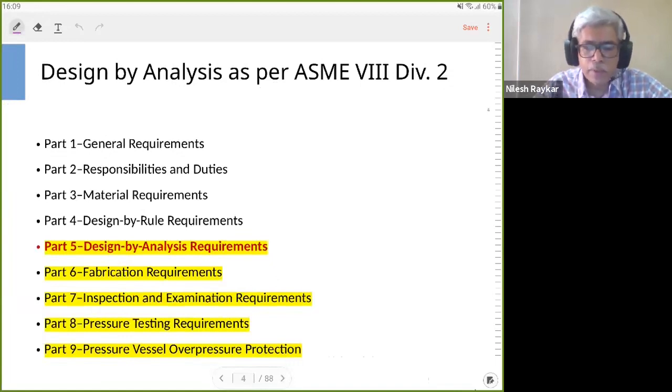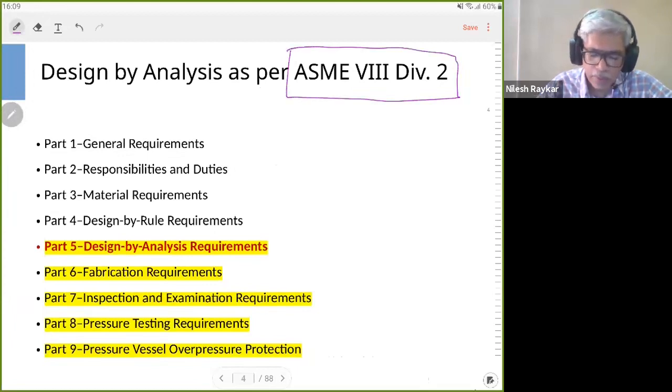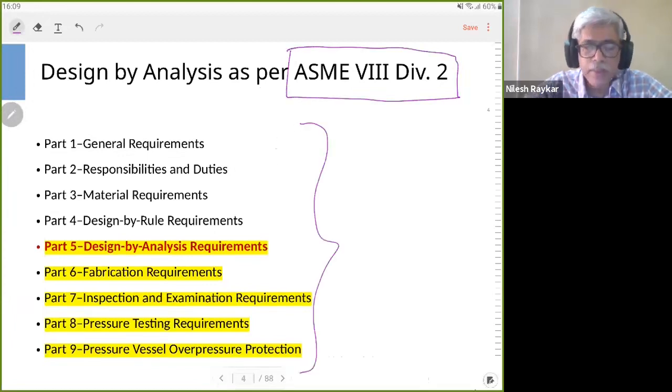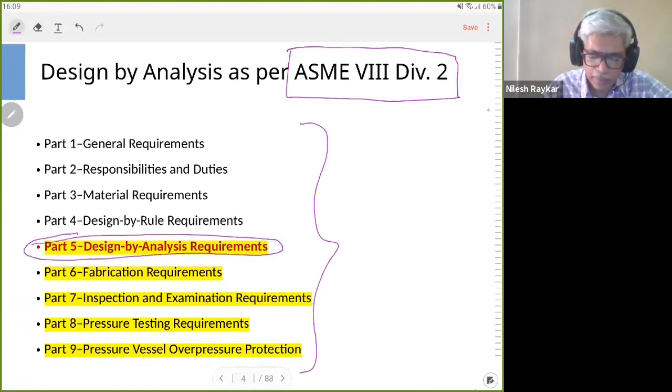You should know that when you are using a particular design code, what all that code contains. So it gives you the overall contents of ASME Section 8 Division 2, which we are using as a basis for the further discussion. In this code, there are 9 parts, out of which part 5 is the one which describes design by analysis. It is about a 50 to 60 page document, and it gives you all the details.